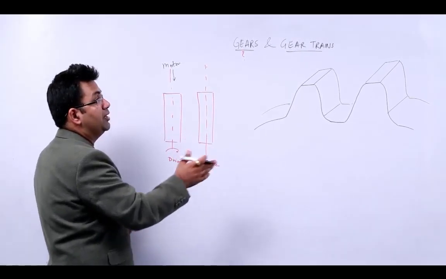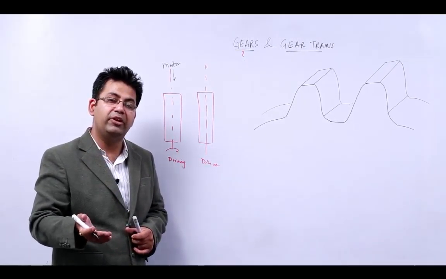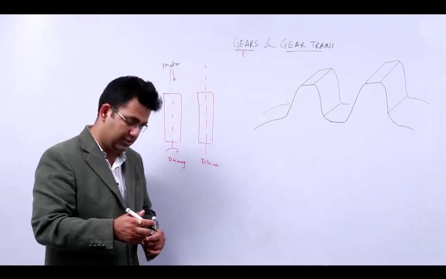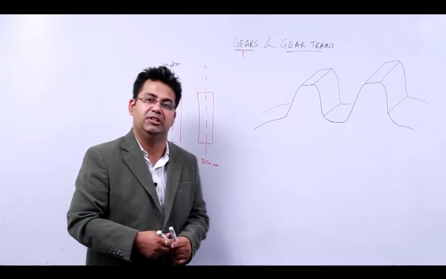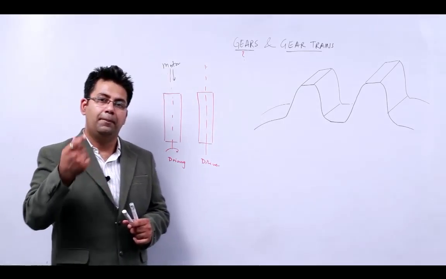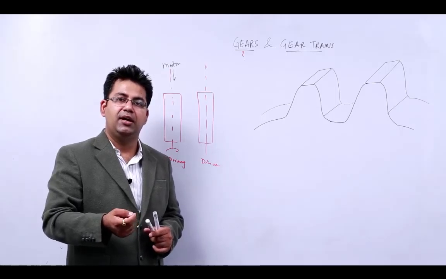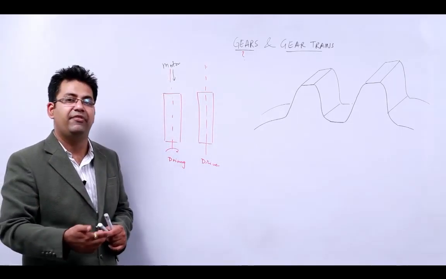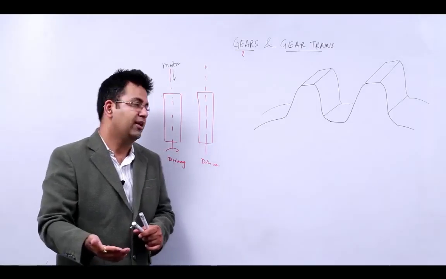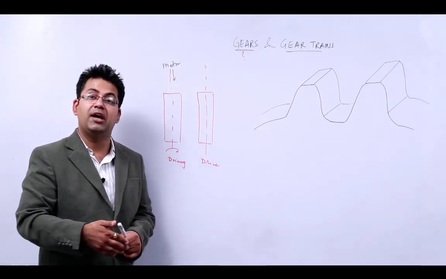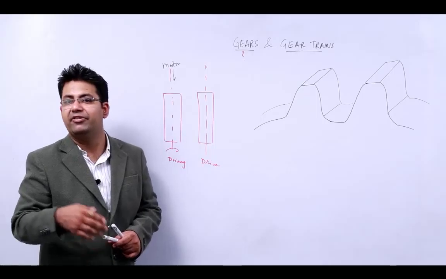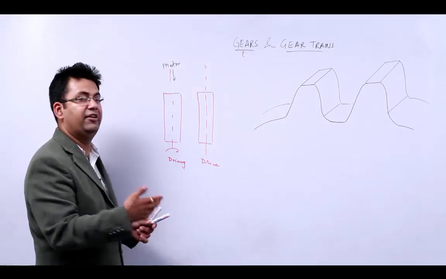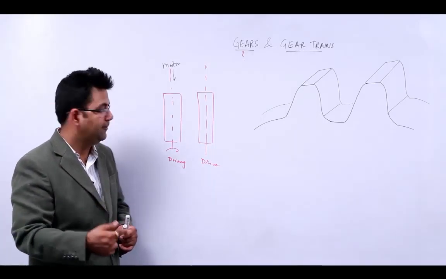Similarly, I can use gears. Now, why do we need gears instead of belts and pulleys? There are some obvious advantages. First of all, belts and pulleys offer a negative drive. There is a lot of slip, and the efficiency is low. But with gears, you can transmit higher power with higher efficiency and with positive drive. There is no slip.